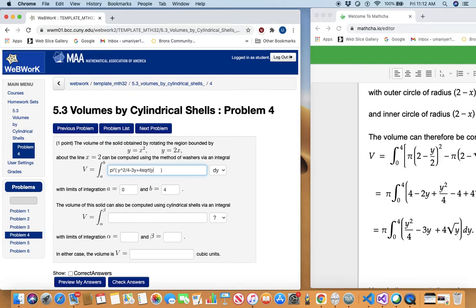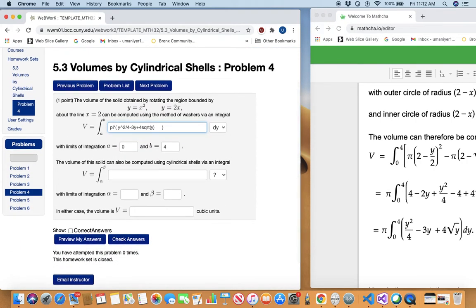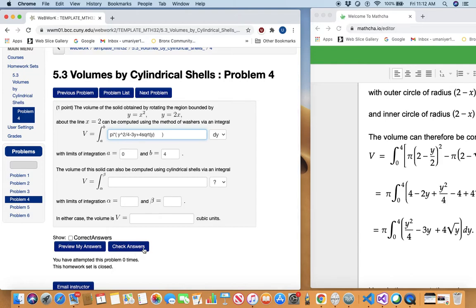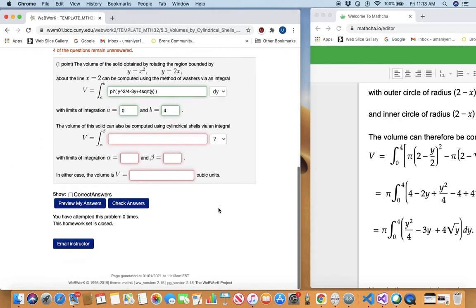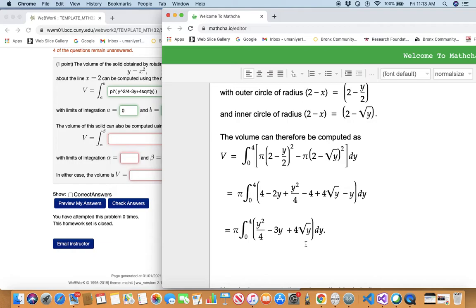Okay, you notice we can check every time we submit something. Let's check. So that's correct. The first part is correct. Let's continue to the next part, using cylindrical shells. By the way, you could continue here and find the volume.